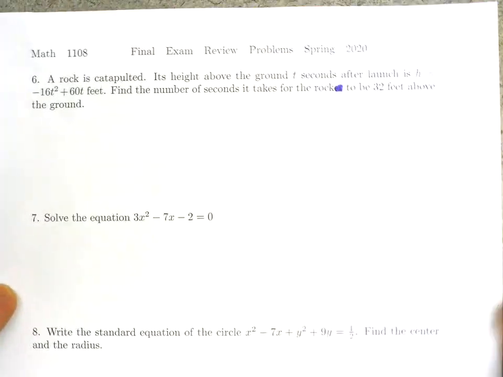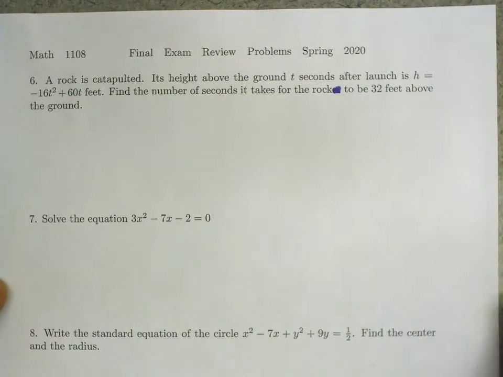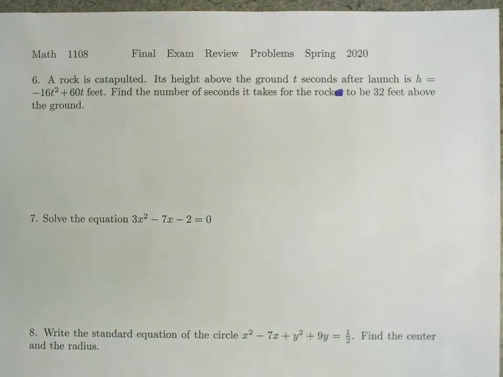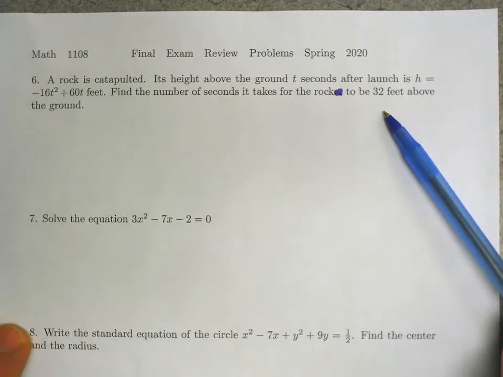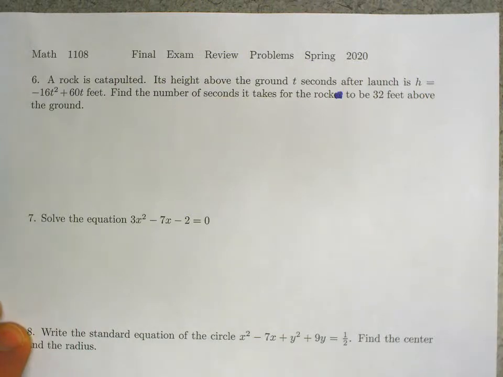We got to this problem last time. A rock is catapulted. Its height above the ground t seconds after launch is h equals negative 16 t to the second plus 60 t feet. Find the number of seconds it takes for the rock to be 32 feet above the ground. Okay, so what we do, we replace h with 32 because h represents the height of the rock above the ground, and then we solve the resulting equation.